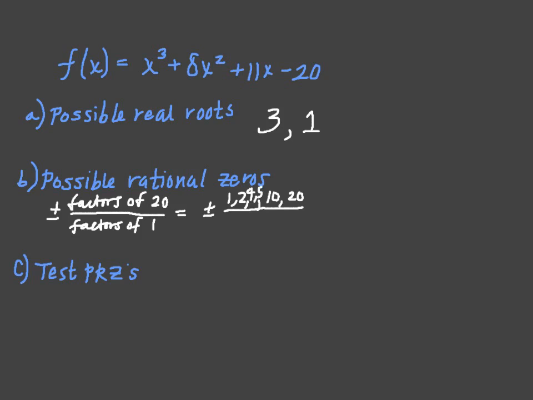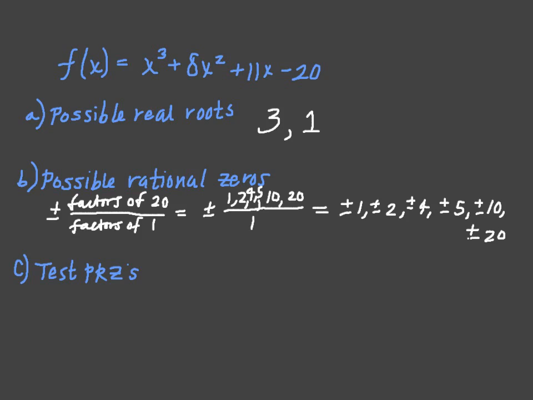Okay. And then factors of 1, there's only 1. And then we pair them up. Well, in this case, there's only one possible combination we can make here, but plus or minus 1, that's 1 over 1, 2 over 1, 4 over 1, 5 over 1, 10 over 1, and 20 over 1. So these are all the possible rational zeros. Does that mean that they're all zeros? No, there's only going to be 3 or 1 real zeros. But these are all the possibilities.